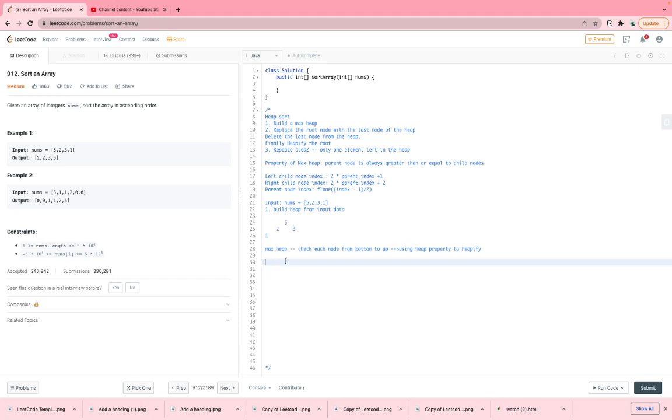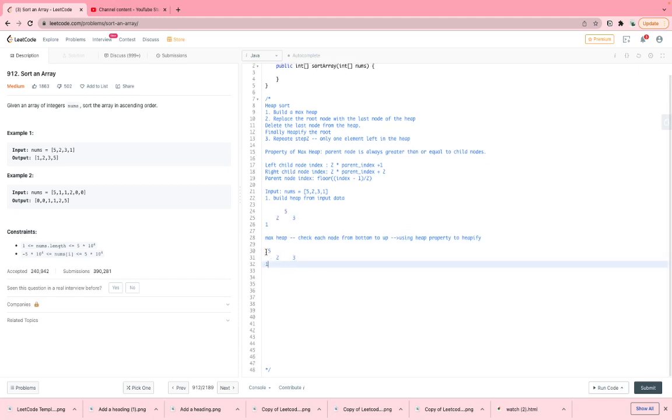Let's check. Start from here. Here we don't have a left child or right child. Then this one, 3, we don't have a left or right child either. This one we have a left child, so we check if 2 is greater than 1. Yes, greater. And then we check this one: is it greater than the left child and right child? Yes.